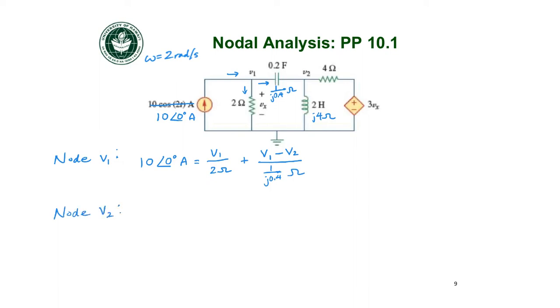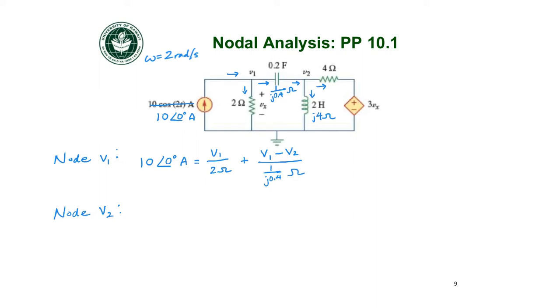I encourage you to try and write your own equation for node V2. So let's say we have a current coming in to V2 from the capacitor branch, and we have currents leaving node V2 through the 2 other branches. I encourage you to try and write that equation by yourself. So pause the video, write the equation by yourself, and then I'm going to write it and you can check it.